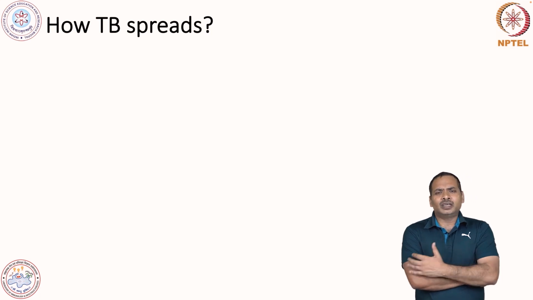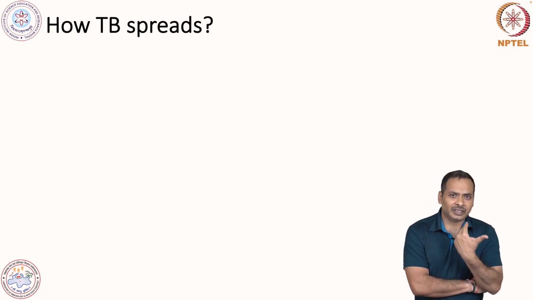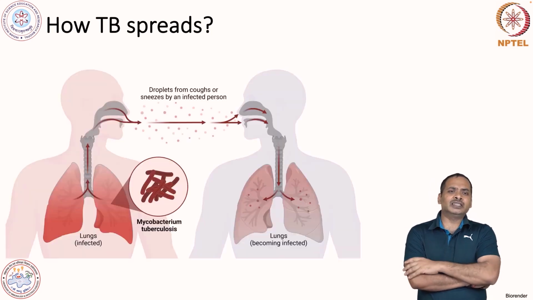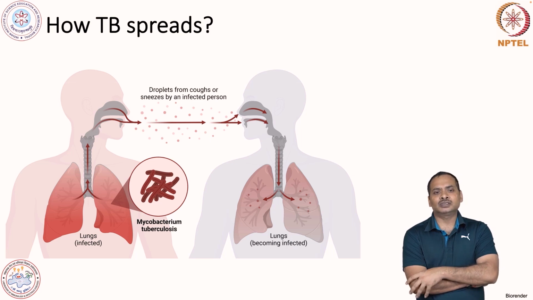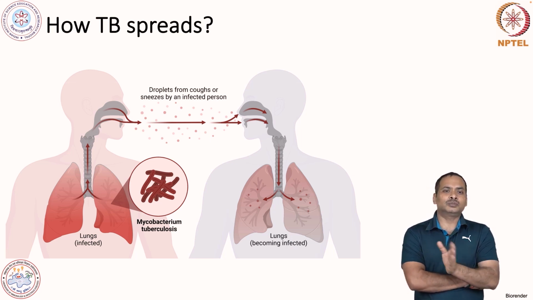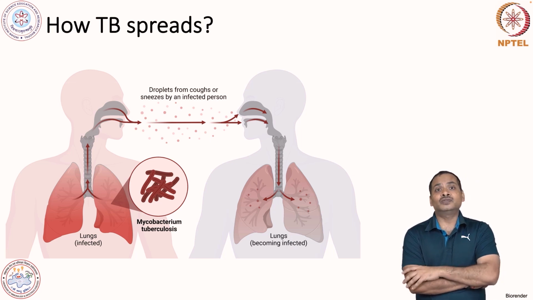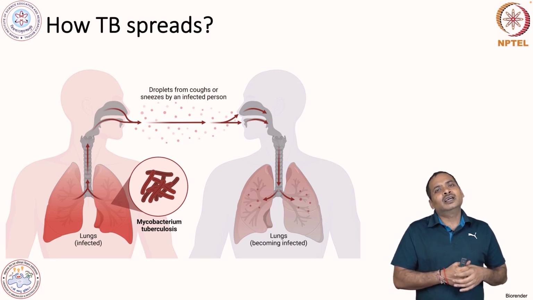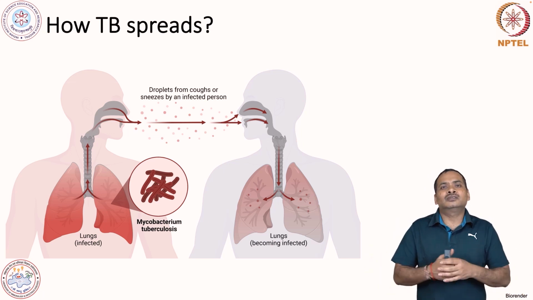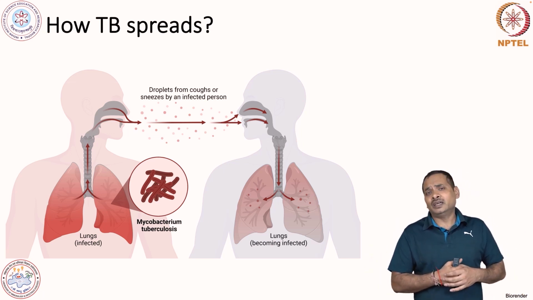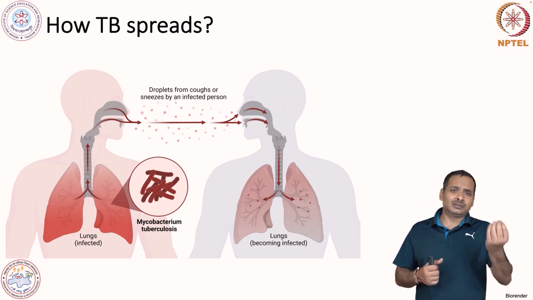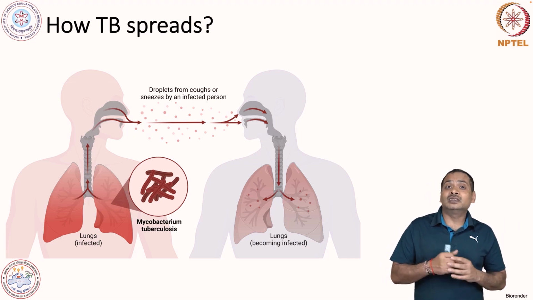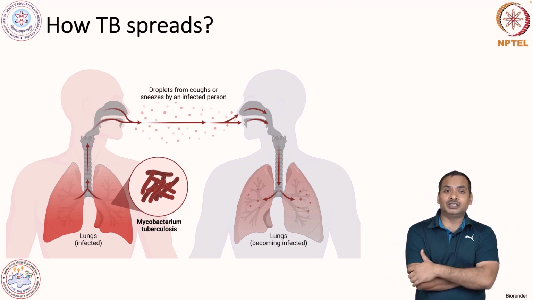How tuberculosis is spread, I have explained in the previous session, but I can tell you again. The spread of Mycobacterium tuberculosis is through droplets from cough or sneeze of the infected patient. When this infected patient coughs and sneezes, this releases droplets, and the droplets may have Mycobacterium tuberculosis. If these droplets are inhaled by a healthy individual, then that individual may become infected with Mycobacterium tuberculosis.